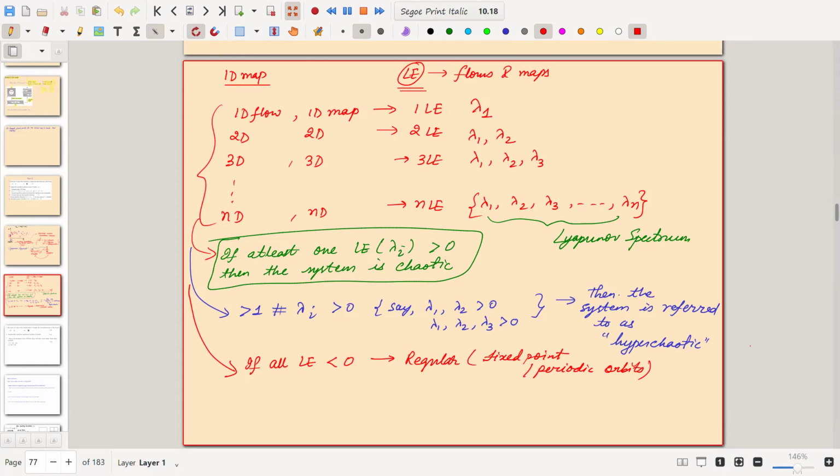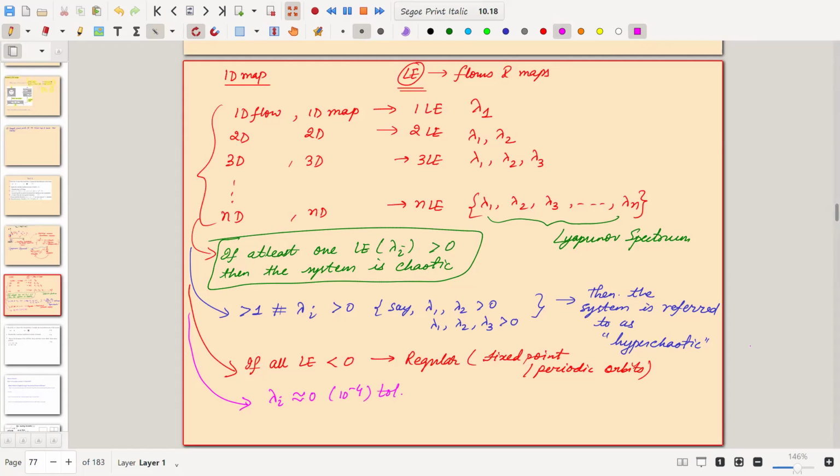Fine, that's the idea. Okay, now people can ask, there still is another possibility. What is that possibility? There is still another possibility that your system has very close to 0 Lyapunov exponents. That means some lambda i is very close to 0, say within 10 to the power minus 4 tolerance.